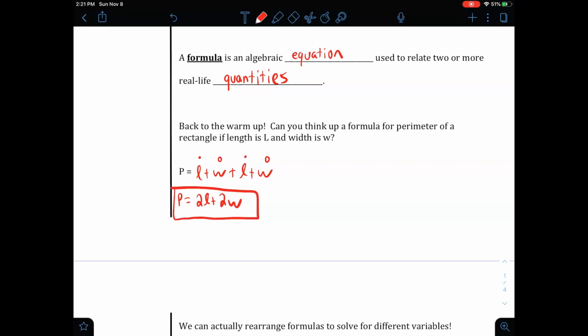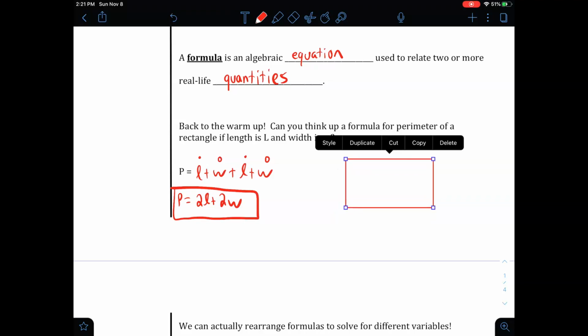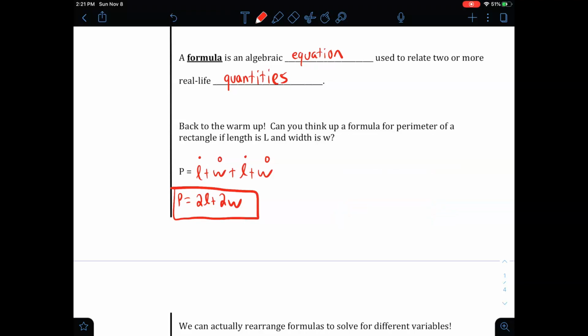So yeah, there's our formula for perimeter. That is called the perimeter formula. It's an equation that represents what perimeter equals to of a rectangle. Okay, let's draw this over here. So we have length, width, and width. Okay?